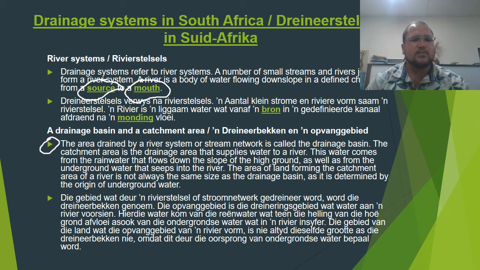So, what is a catchment area and a drainage basin? A drainage basin is an area drained by rivers or streams. A catchment area is the whole area that is drained by rivers or streams, as well as underground water. So, if the underground water comes from outside of the drainage basin, that means the catchment area can be bigger.